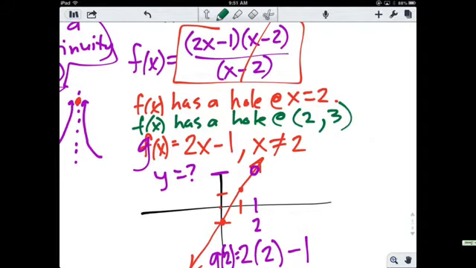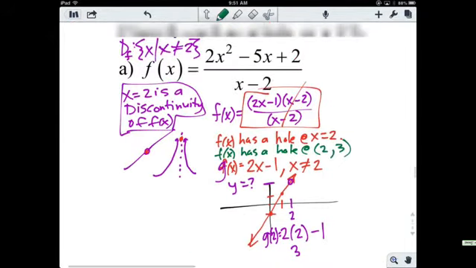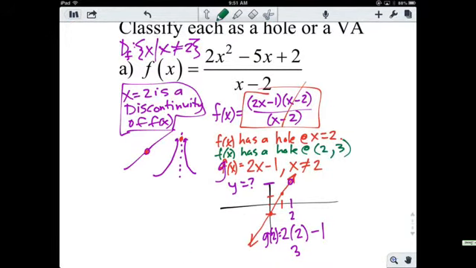How did we find, first of all, the fact that there was a general discontinuity at x equals 2? What caused that? Well, the fact that 2 made the denominator 0 meant that it was a discontinuity. How do we decide it was a hole? Well, it factored out. We were able to remove it from the equation. How did we then find the y value of the hole? We plugged that 2 into the simplified version.